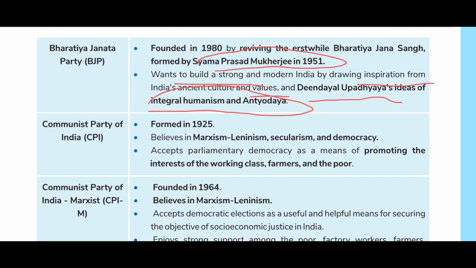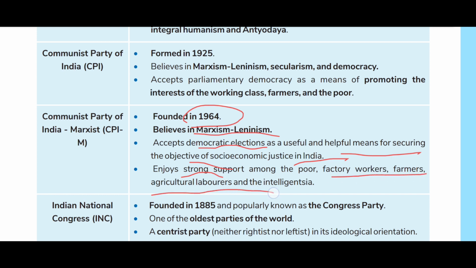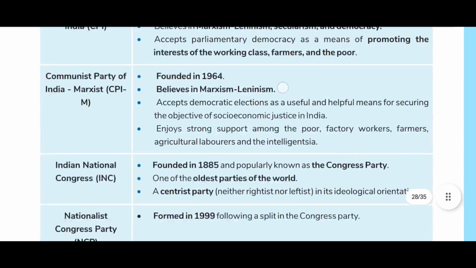Communist Party of India, that is CPI, formed in 1925, believes in Marxism, Leninism, secularism and democracy. It accepts parliamentary democracy as a means of promoting the interest of the working class, farmers and the poor. Communist Party of India, that is Marxist, founded in 1964, believes in Marxism and Leninism, and accepts democratic elections as a useful and helpful means for securing the objective of socio-economic justice in India. It enjoys strong support among the poor, factory workers, farmers, agricultural laborers and the intelligentsia.